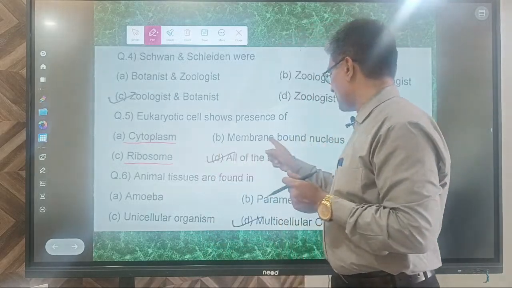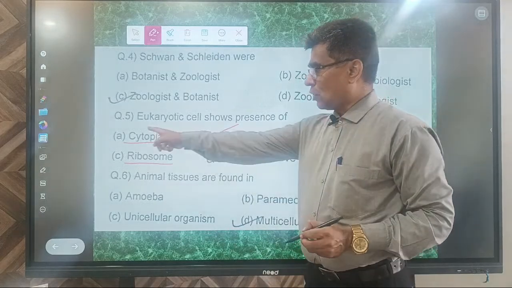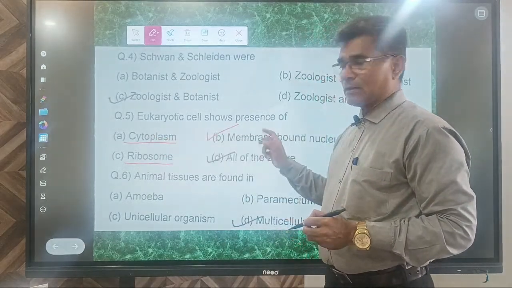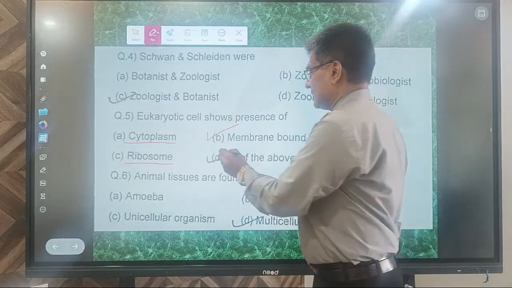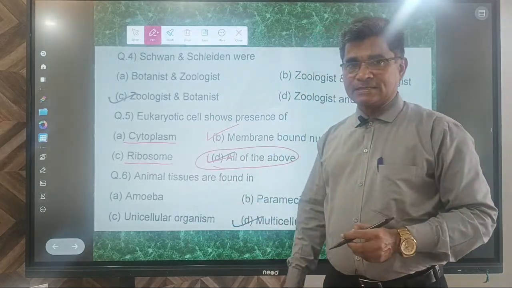Now what about membrane bound nucleus? This is the peculiar character of eukaryotic cell. So all the three characteristics belong to the eukaryotic cell, and therefore D option is the right option. So D is the correct answer.